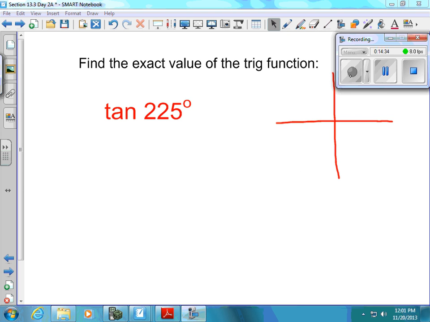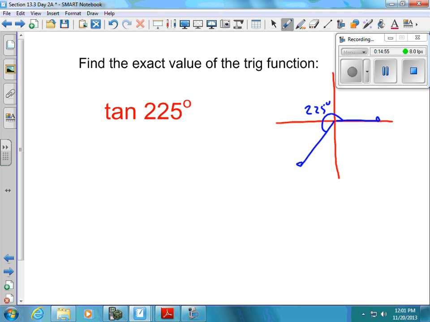Okay, so find the exact value of tangent of 225. Now this one is not directly on our unit circle. It's only cosine and sine, so we have to use the idea of reference angles for this one. 225, well that would be 180, 225 before we get to 270. So this is a 225 degree angle. My reference angle here, what is that going to be? Because we're in quadrant 3, it would be 225 minus 180. And 225 minus 180 is 45 degrees.